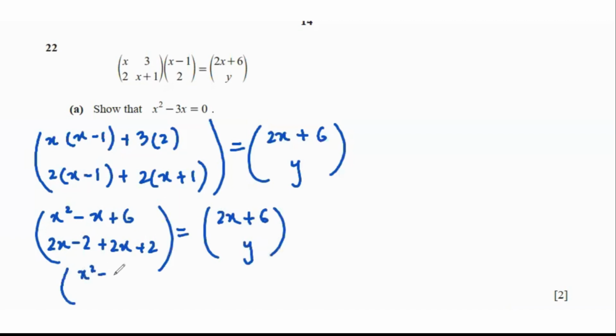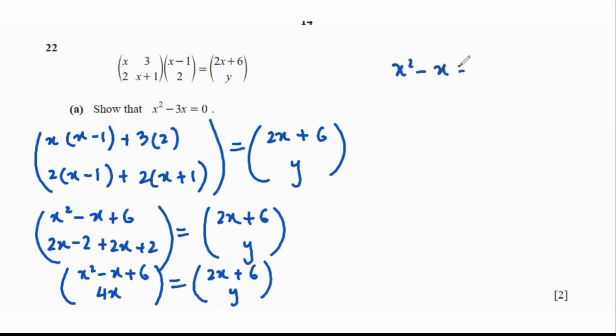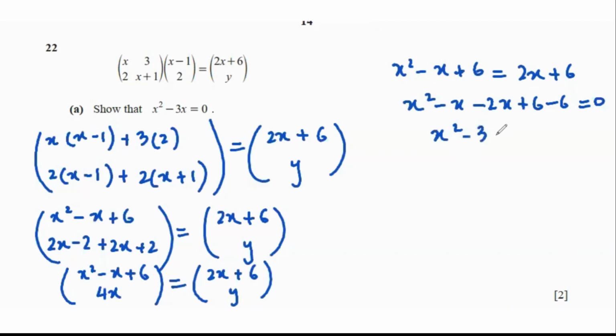So x square minus x plus 6, and over here we're going to have 4x. They want us to show that x square minus 3x equals 0. We put the x values equal to each other. x square minus x plus 6 equals 2x plus 6. That's going to be x square minus x minus 2x plus 6 minus 6 equals 0, and x square minus 3x equals 0, which is what they wanted us to prove.